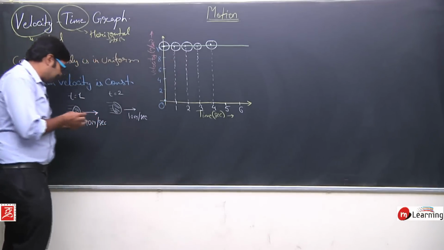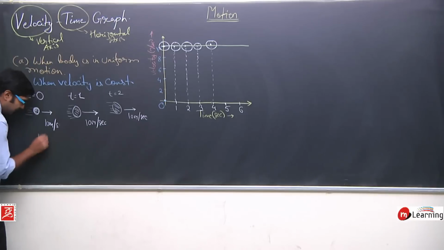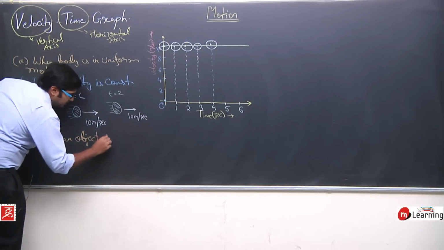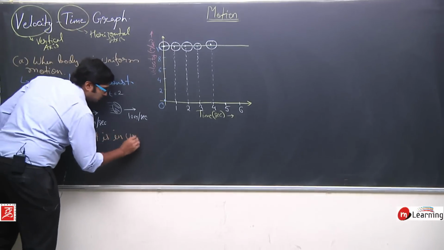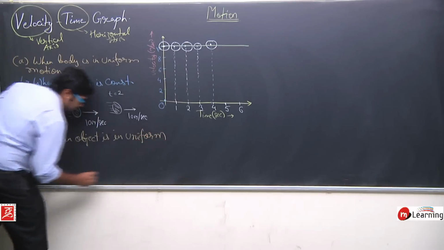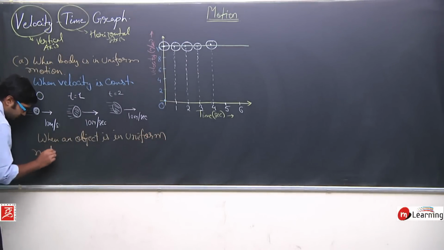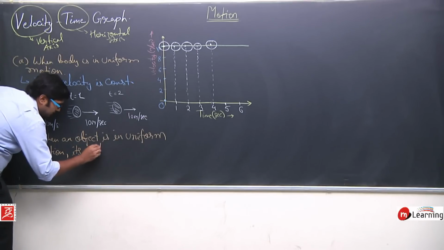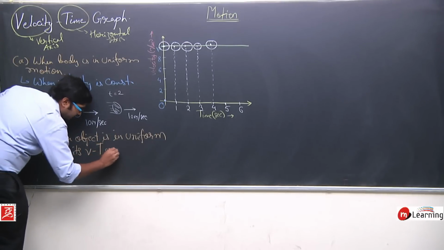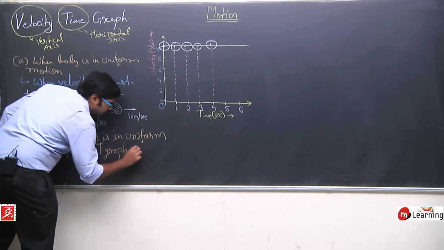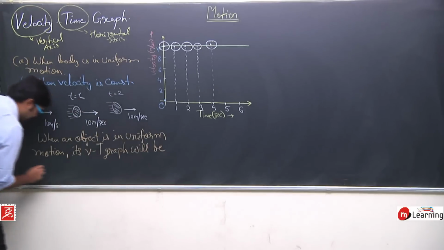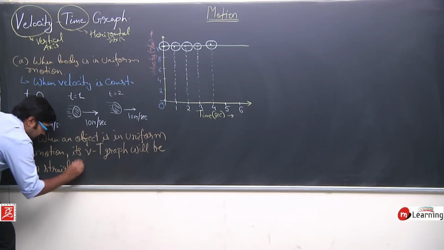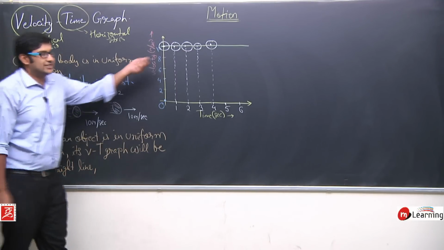So let's write this complete conclusion. So when an object is in uniform motion, its velocity time graph will be a straight line. Now what kind of straight line is it?